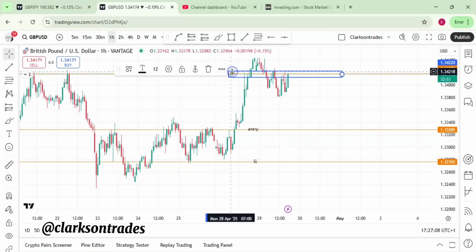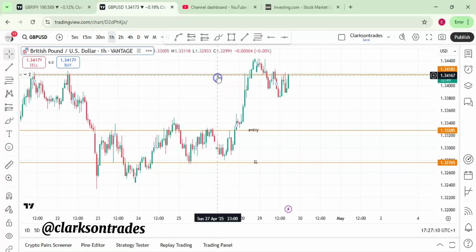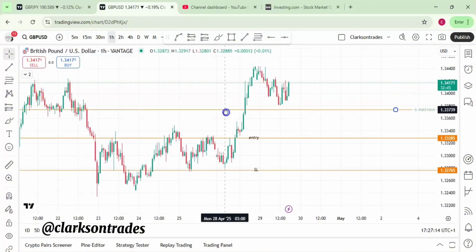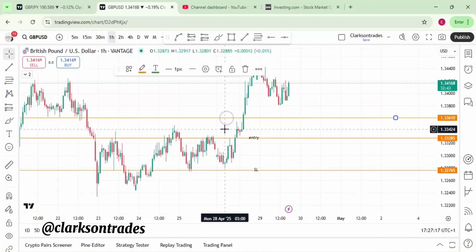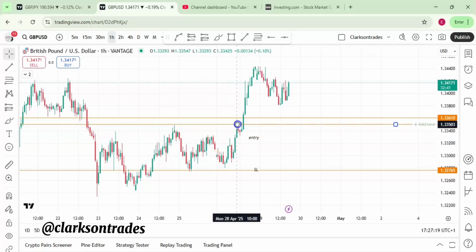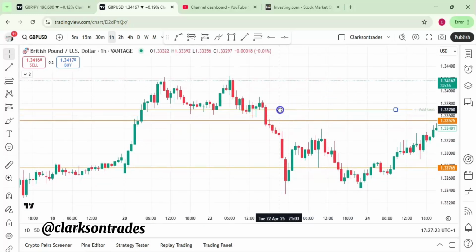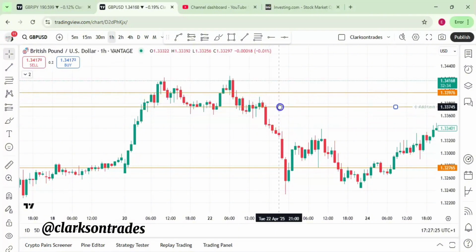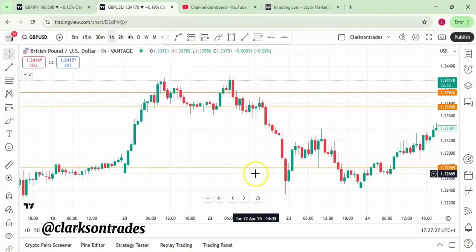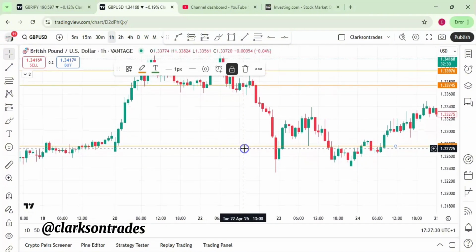So let's take for example, we were selling this currency. Let's say we sold here. This is our stop loss and this is our take profit.